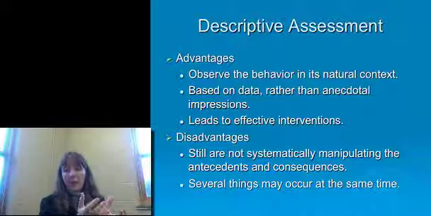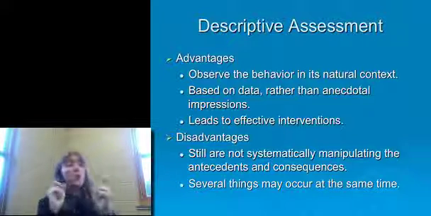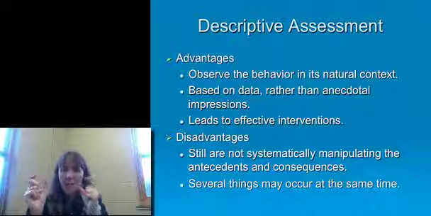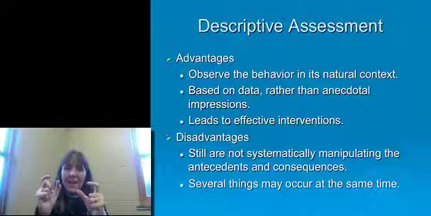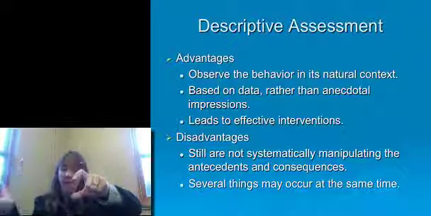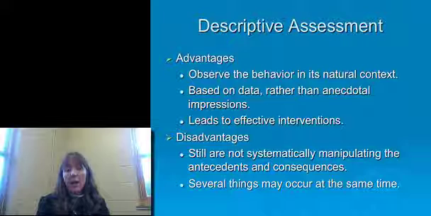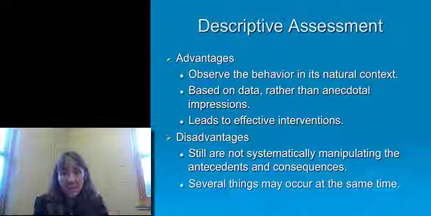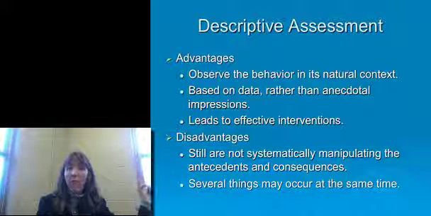Some of the disadvantages to descriptive assessment or direct observational measures are we're still not manipulating antecedents and consequences. So we don't necessarily have a really good sense of functional relations. We're not saying we did this and then this happened. We're still just observing it in the natural context. Now that's not necessarily a disadvantage, and often we get plenty of very clear and interpretable data from a descriptive assessment of this type. But sometimes we require going to the next level, which involves actual manipulation of variables.